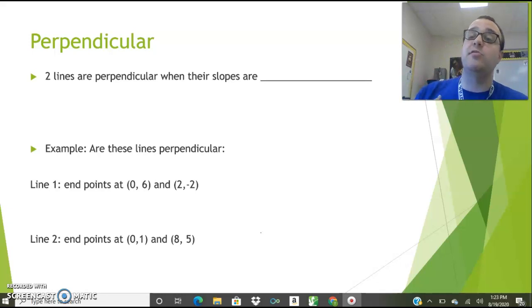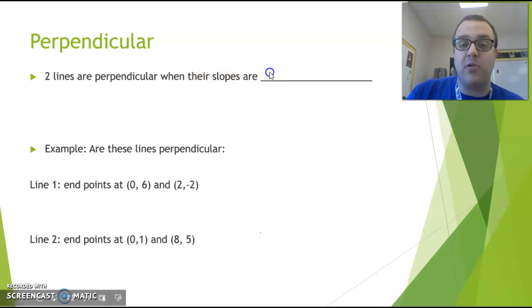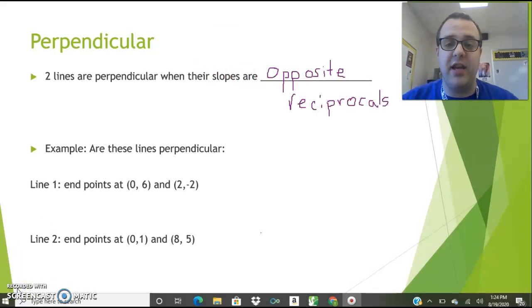And the thing that we're going to do is look for lines that have slopes that are what we call opposite reciprocals. Okay, so we're going to look for opposite reciprocals. What that means is that the sign of them is going to be different, and then the fraction is going to flip. The numerator and denominator are going to flip places, okay?